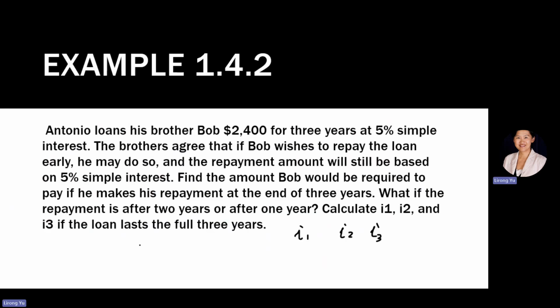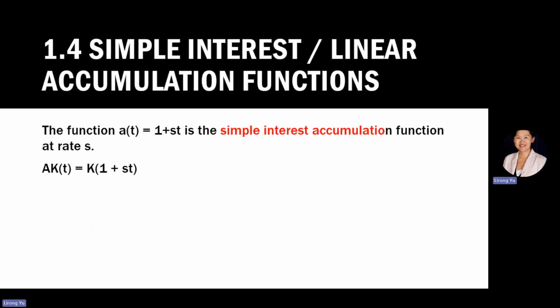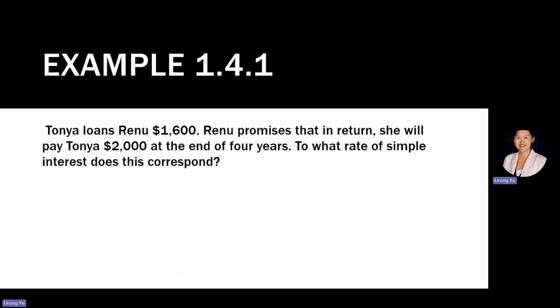This is where we left off. We set up a model for the simple interest example. The accumulation function for simple interest accumulation is 1 plus ST, where S is the simple interest rate and T is time, which we count in years. T is the number of years. Being able to accurately calculate time is very important. K is the original principal value.